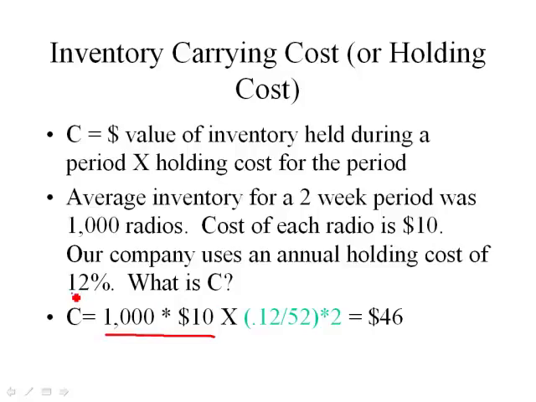Well, I can take this 12% and figure out what that is on a weekly basis. And to do that, I just take 12% and divide it by 52. But remember, I'm talking about 2 weeks, so I need to multiply by 2. And if you multiply all that together, you'll see that that comes out to $46. Again, this number in blue here is my percentage cost for 2 weeks.